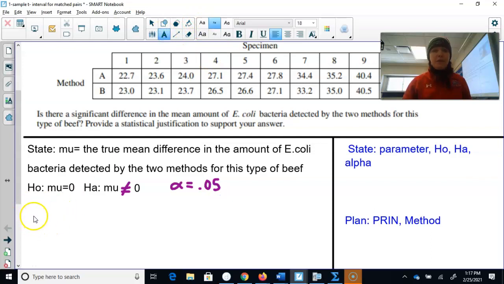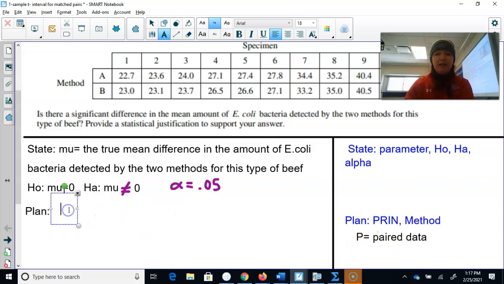Okay, next what you see for the plan, instead of a RIN, I have PRIN. And I did fail to talk about this because I went so quick when we went over that number 4 in class, so forgive me on that. That P stands for, and I'll put it over here as well, P equals paired data. So we're going to acknowledge that we have paired data, okay?